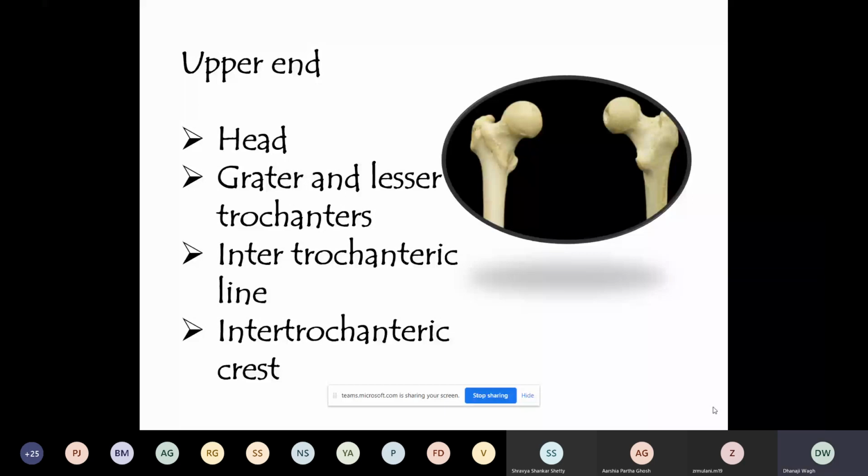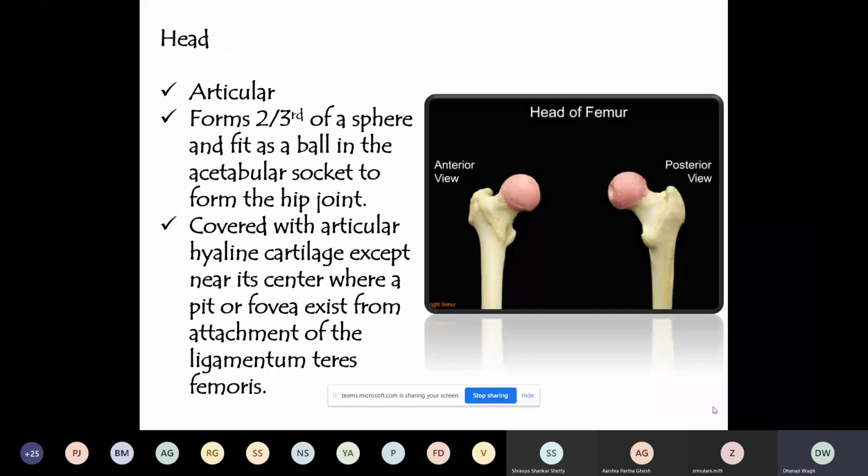Regarding its head, the question may be asked. In this diagram, you can see this red colored articular surface, and just below and behind the center there is a pit or fovea, and the rest is covered by hyaline cartilage. Here you have to remember that there is an exception near the center where the pit or fovea exists. There is no covering of articular hyaline cartilage.